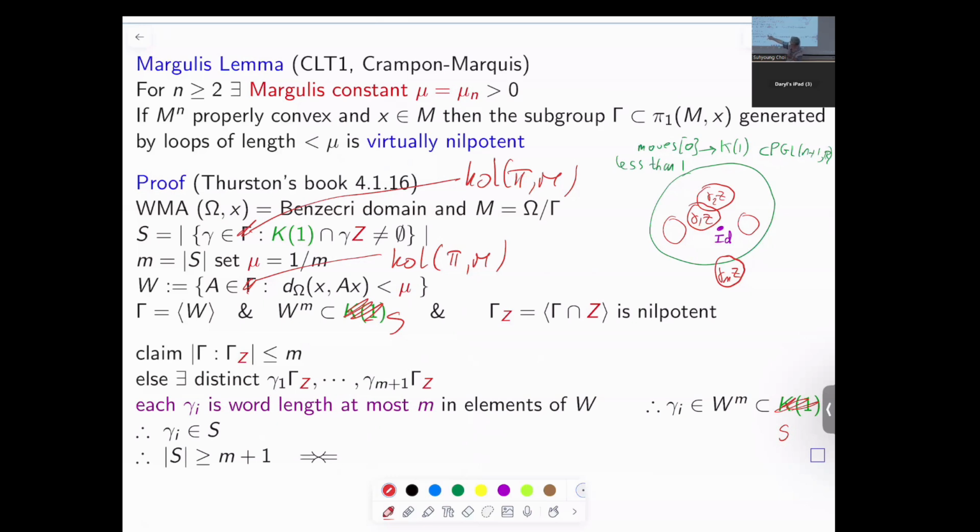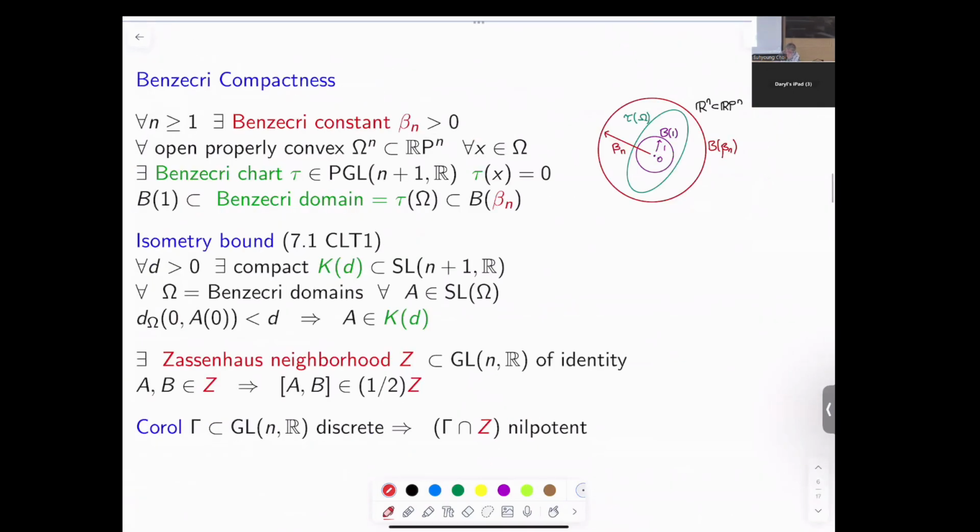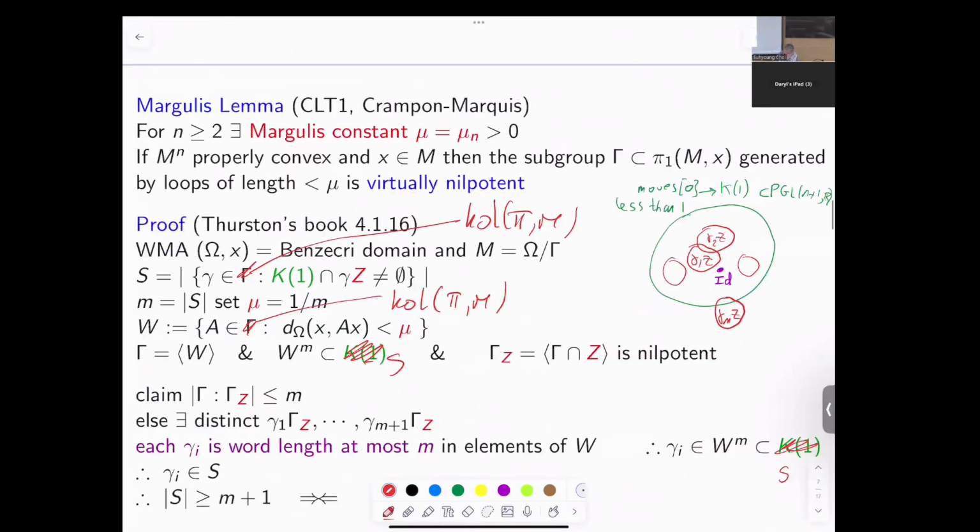And when I go to words of length 2, I have to pick up another coset. Otherwise, gamma would be finite. And so every time you increase the word length by 1, you have to pick up at least one more coset. And so that's the Margulis lemma. I didn't explain this proof very well, but the Margulis lemma follows basically from the Benzacree compactness theorem and the existence of Zassenhaus neighborhoods.